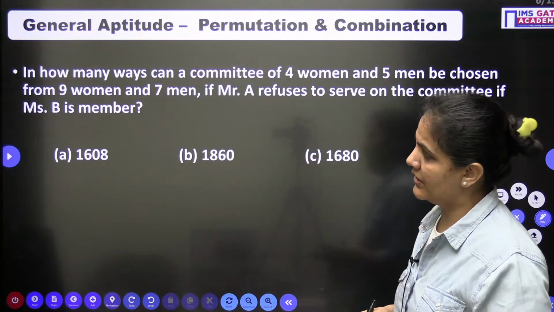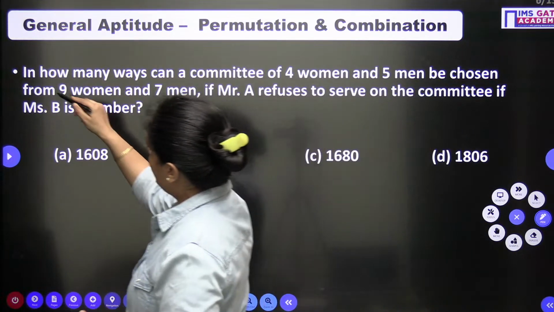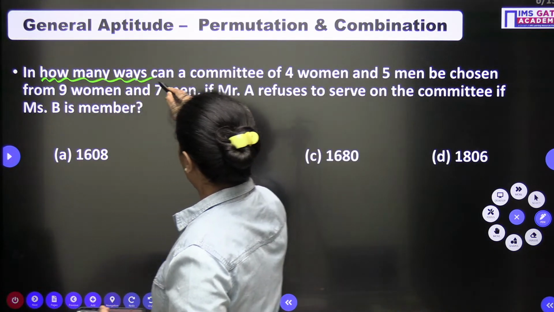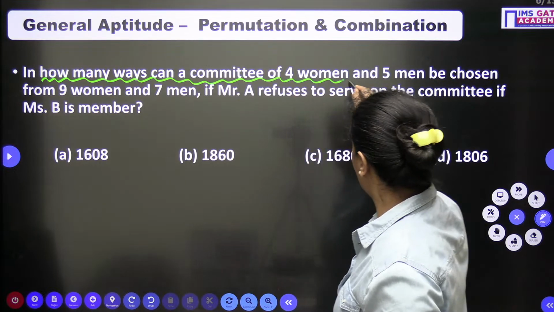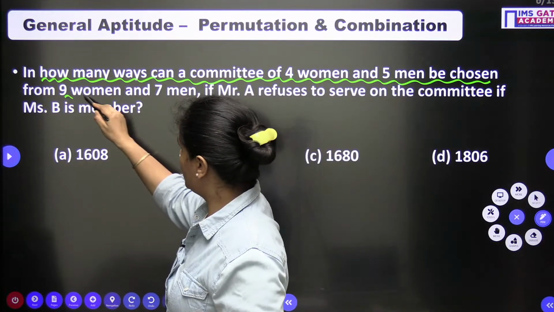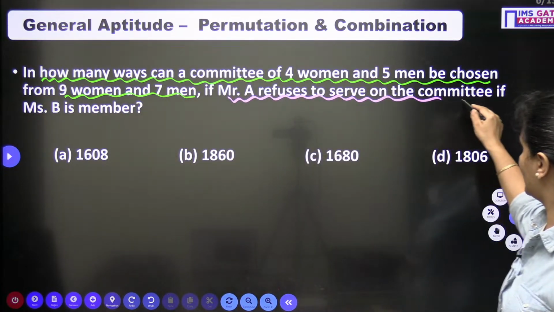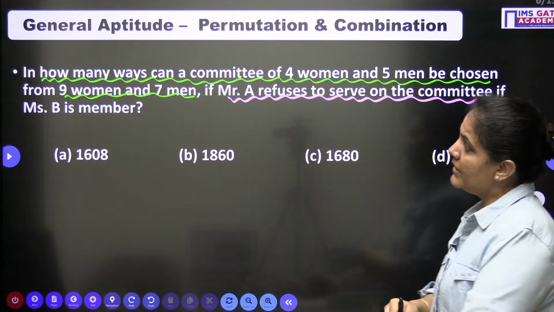So this is a good question. This question I also give you as a homework. Let's have a discussion. Now the question is: in how many ways can a committee of 4 women and 5 men be chosen from 9 women and 7 men if Mr. A refuses to serve on the committee if Miss B is a member?